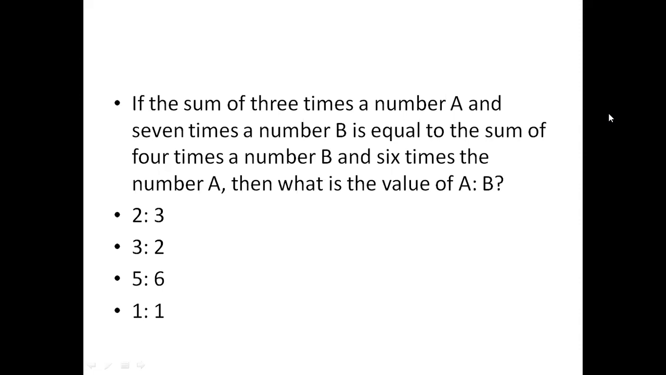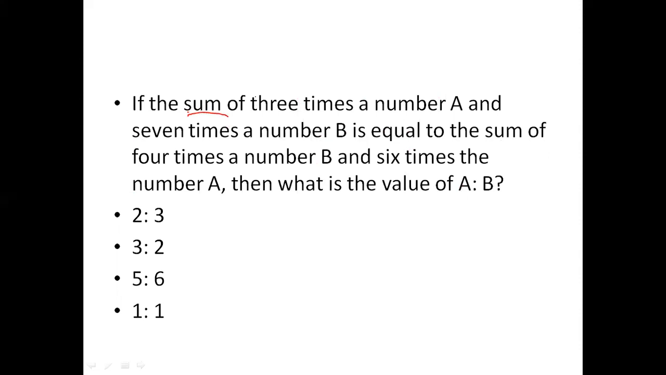Okay, let me help you to solve this question. If the sum of 3 times of a number A and 7 times of a number B is equal to the sum of 4 times of a number B and 6 times of a number A, then what is the ratio of A is to B, they're asking. If the sum, what does it mean by sum? Sum is nothing but addition.